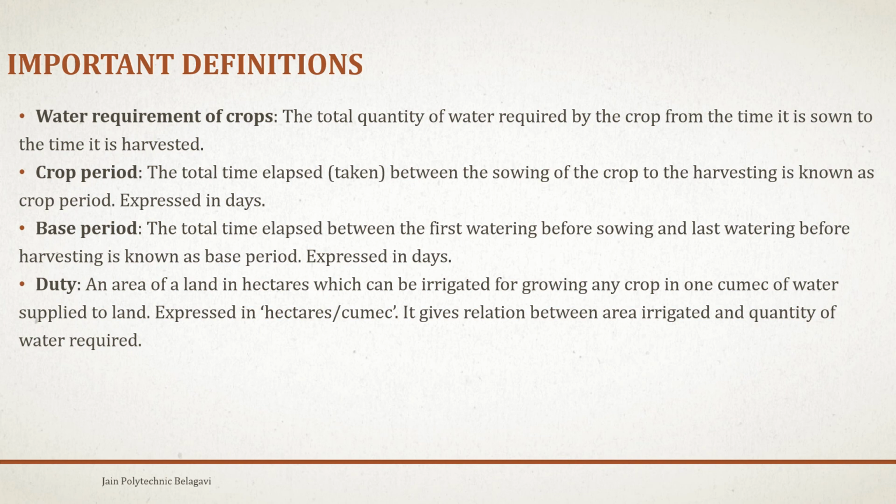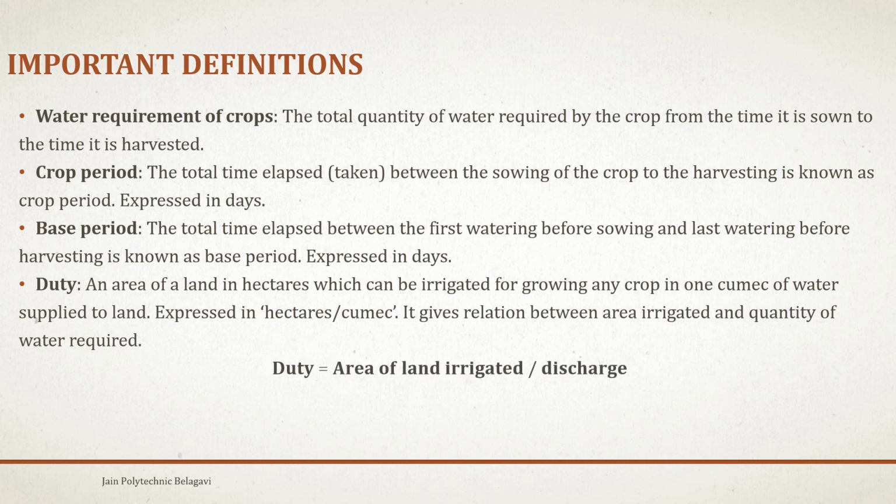The same here: an area of land in hectares which can be irrigated for growing any crop with 1 cumec of water, within a given period. Similarly, this duty is expressed in hectares per cumec, and it gives the relation between the area irrigated and the quantity of water required.